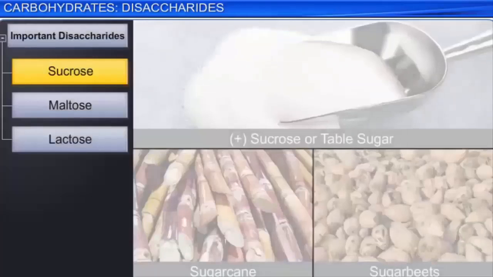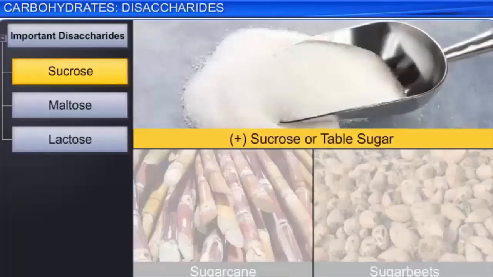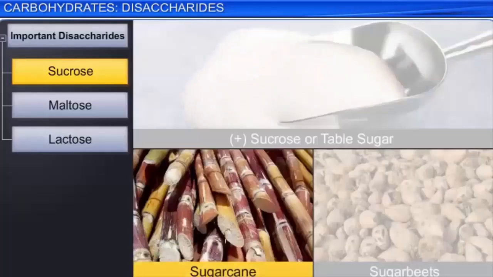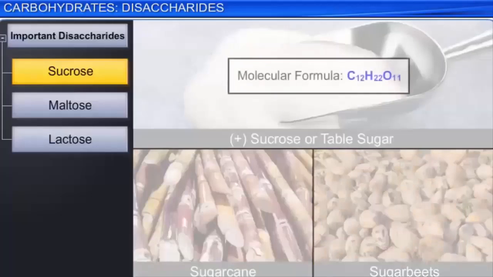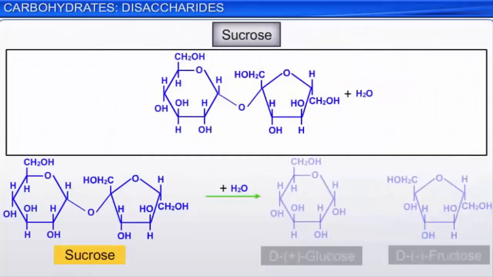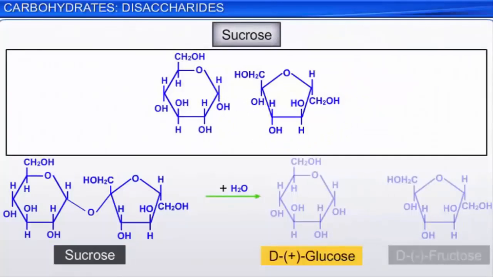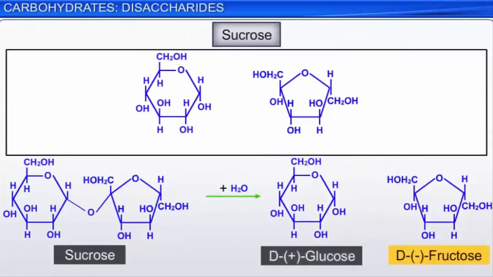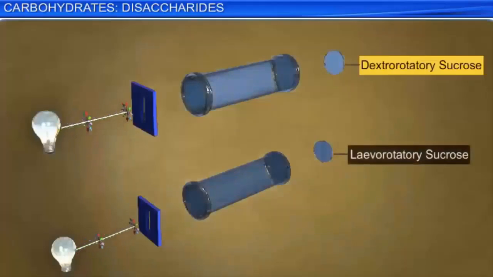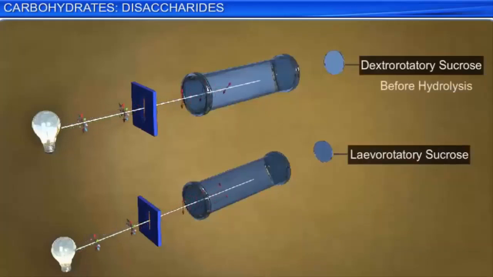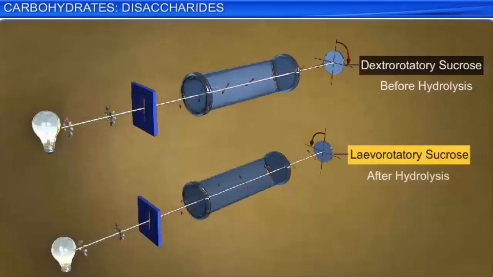The well-known disaccharide sucrose, or table sugar, is obtained from sugarcane or sugar beets. It has the molecular formula C12H22O11. The hydrolysis of sucrose yields an equimolecular mixture of D-(+)-glucose and D-(-)-fructose. Solutions of sucrose are dextrorotatory, but when sucrose is hydrolyzed, it becomes levorotatory. There is an explanation for this anomaly.